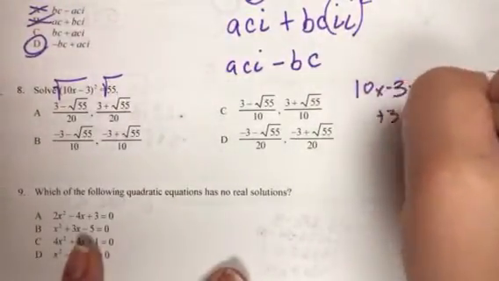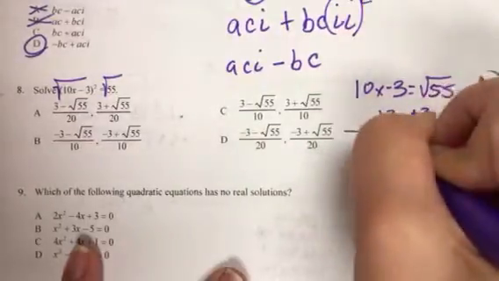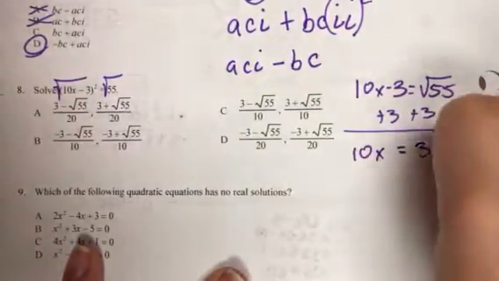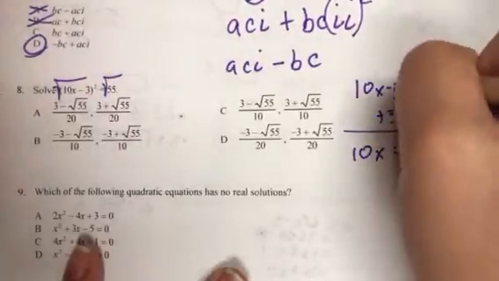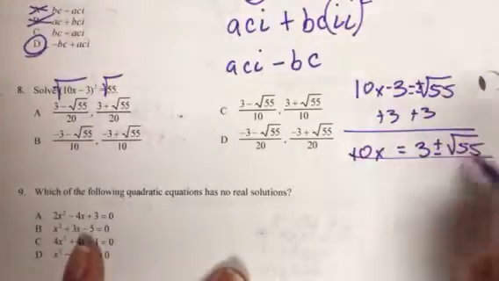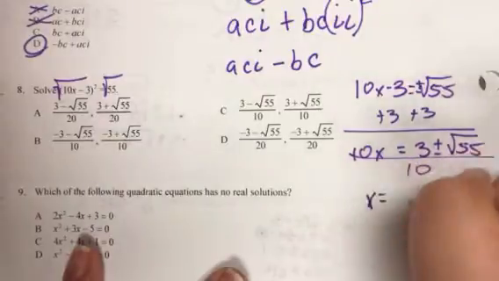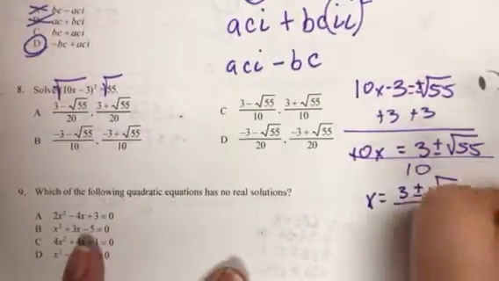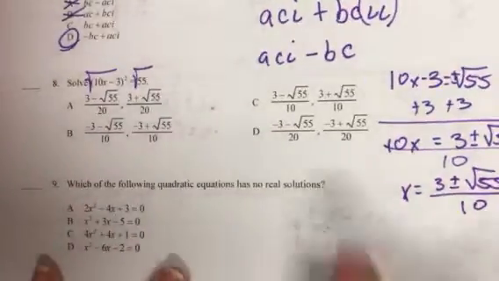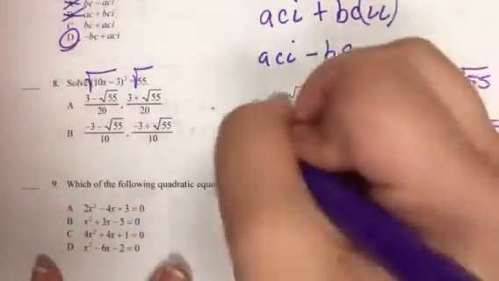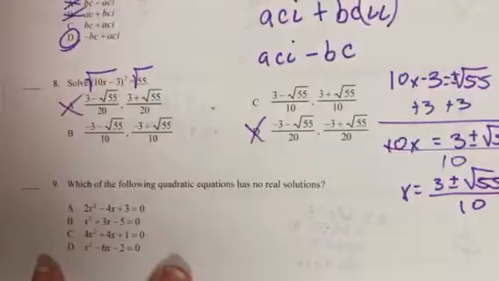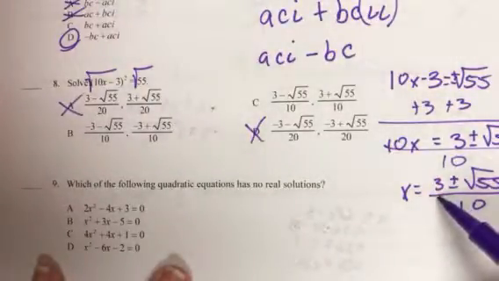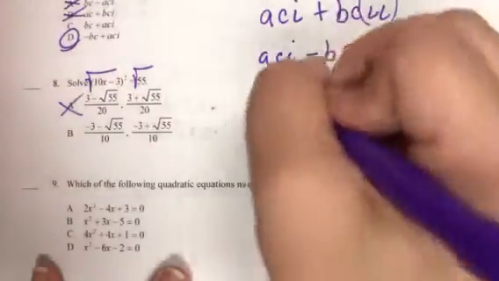So we're going to add 3 to both sides. We get 10x equals 3 plus or minus the square root of 55. Divide everything by 10. x equals 3 plus or minus the square root of 55 over 10. D and A are out. They're not over 10. And is it a positive 3 in front or a negative? It ended up being positive, so my answer is C.